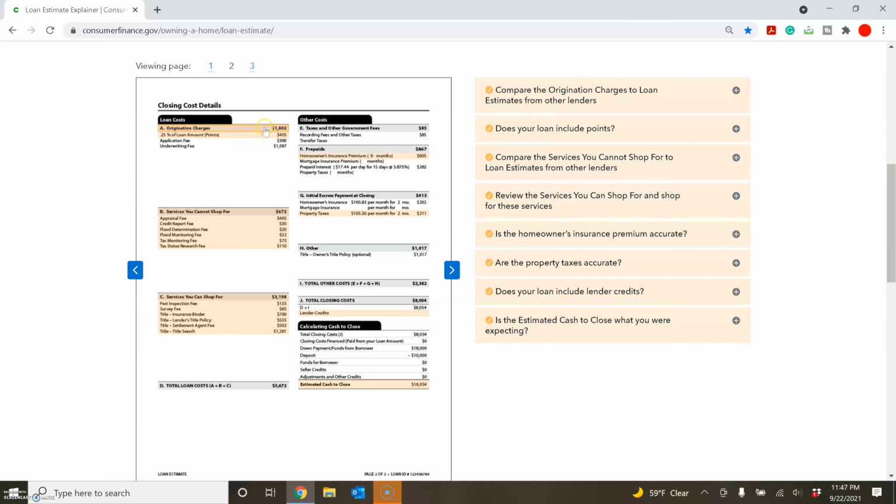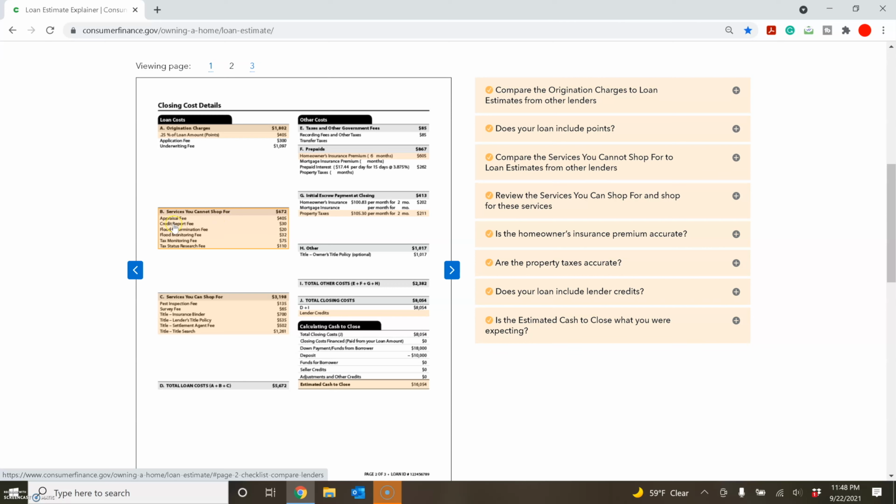When you're going through a broker and they are going lender paid, which is a way to do wholesale loans, you should only have an origination charge here. So, services you cannot shop for: these are things you need to be aware of because these will not change. These are particular for the lender you're using and they will not change.